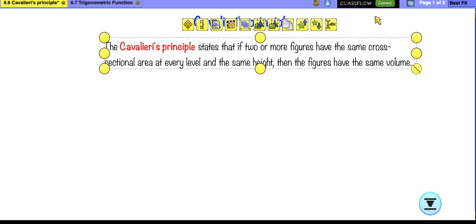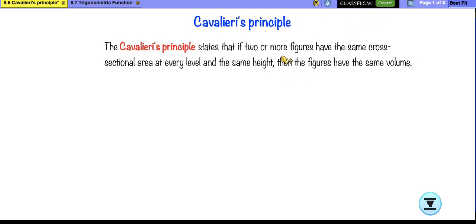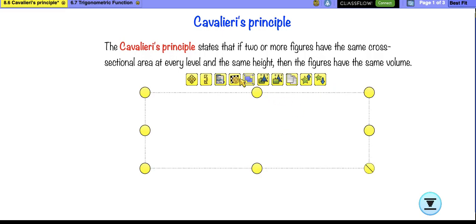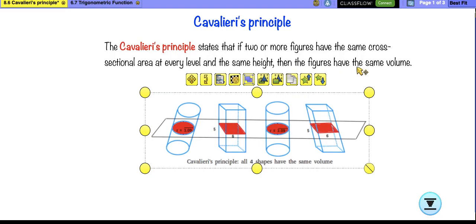This principle states that if two or more figures have the same cross-sectional area at every level and the same height, then the figures have the same volume. It looks kind of long and very confusing the first time you read it. So let's check the picture.